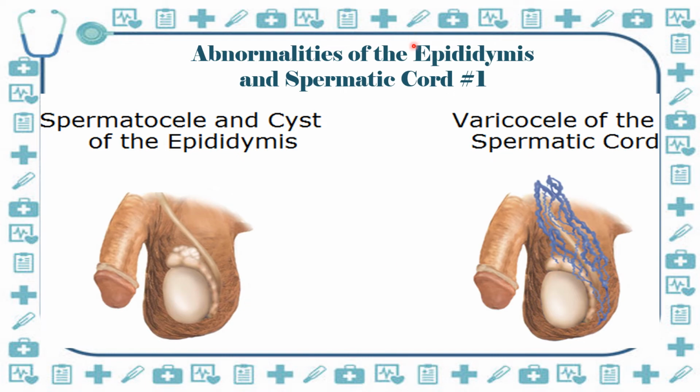Now, varicocele of the spermatic cord. Varicocele refers to varicose veins of the spermatic cord, usually found on the left. It feels like a soft bag of worms in the spermatic cord above the testes.